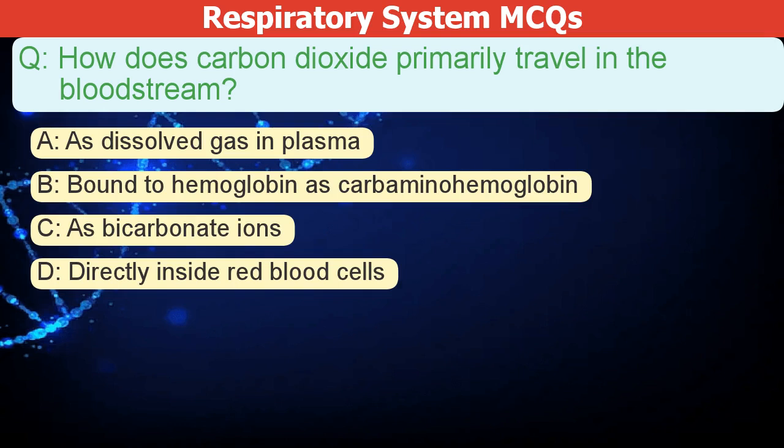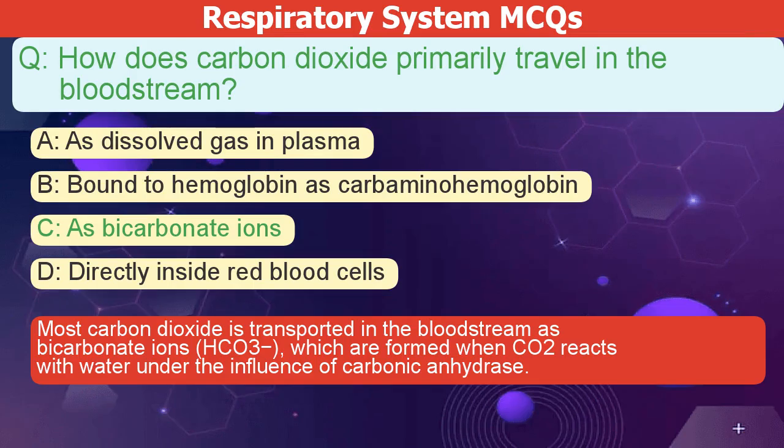How does carbon dioxide primarily travel in the bloodstream? A. As dissolved gas in plasma. B. Bound to hemoglobin as carbaminohemoglobin. C. As bicarbonate ions. D. Directly inside red blood cells. The correct answer is C. Most carbon dioxide is transported in the bloodstream as bicarbonate ions, HCO3-, which are formed when CO2 reacts with water under the influence of carbonic anhydrase.